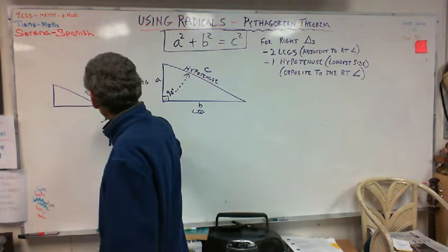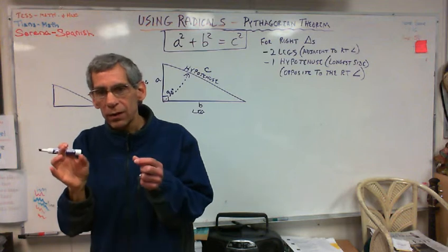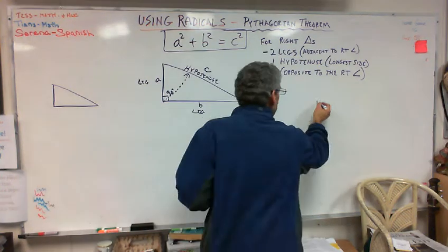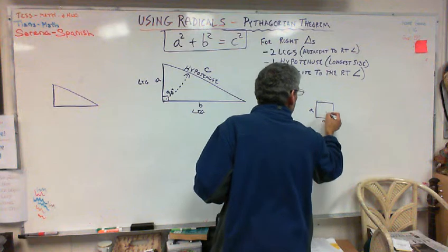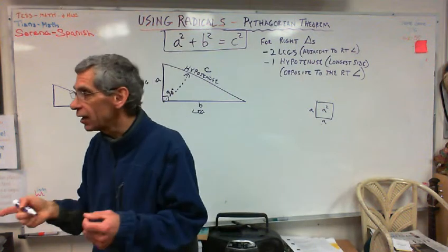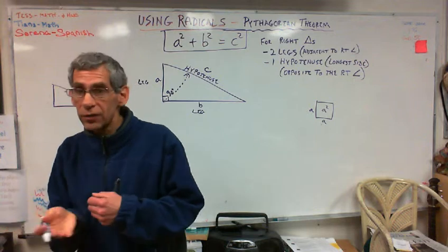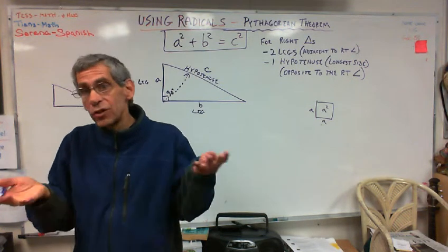And this is what he actually did. When you think about A squared, think about a square. A times A, right? This would be A squared. A squared would be your area. The area of a square, if you have side A and side A, is A times A, which is A squared. That's your area.